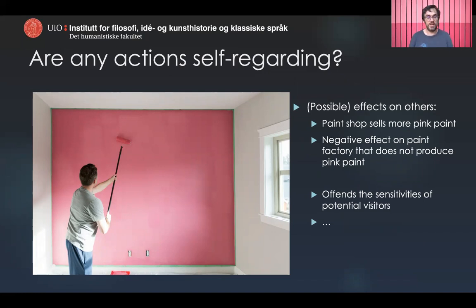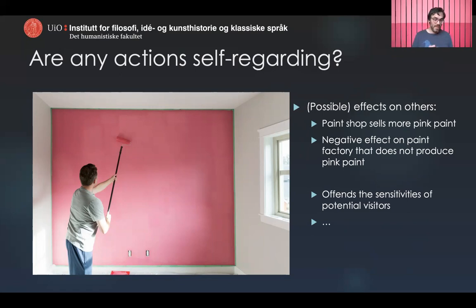You have decided to paint your apartment pink. You may think, well, that doesn't concern any others, the state has no right to tell me what color to paint my apartment. Well, it does affect others. The paint shop will sell more pink paint. Those factories that produce pink paint will make more money. Those who don't produce pink paint will possibly suffer. Your actions might offend the sensitivities of some of your potential visitors. Some might never come visit you again after that. So it has a lot of effects on others.